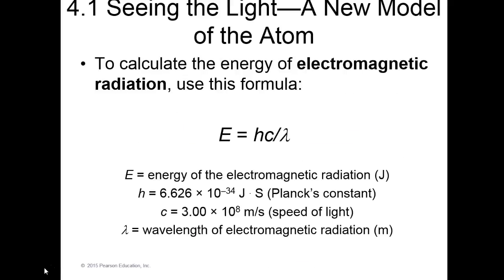To calculate the energy of electromagnetic radiation, we have to use this formula. The energy of the electromagnetic radiation equals h, which is Planck's constant, 6.626 times 10 to the negative 34th joules per second, times c, which is the speed of light, 3.0 times 10 to the 8th miles per second, divided by the wavelength of the electromagnetic radiation.